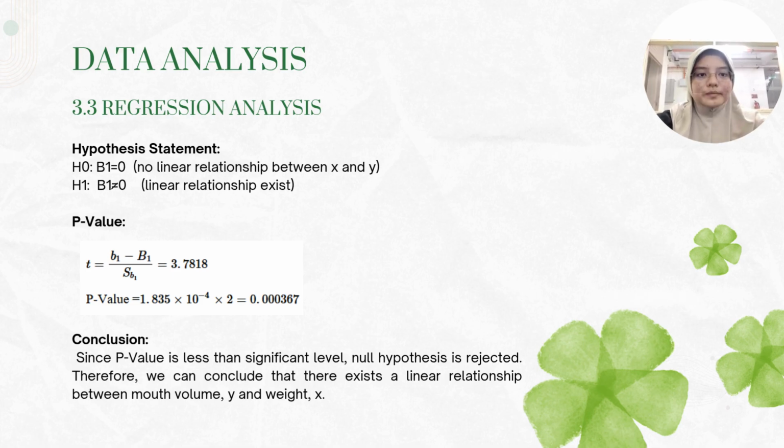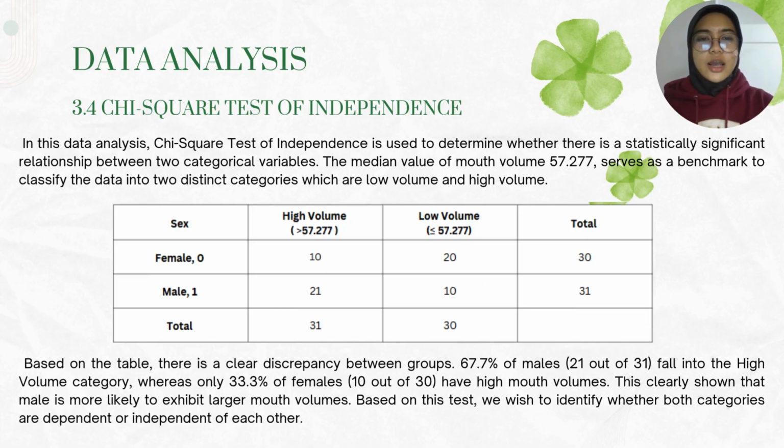That's all. Hi, my name is Ili Amira, and I'll be presenting my part for data analysis, which is the chi-square test of independence. As you can see here, the test is used to determine whether there exists a statistically significant relationship between the two variables, which are sex and mouth volume.